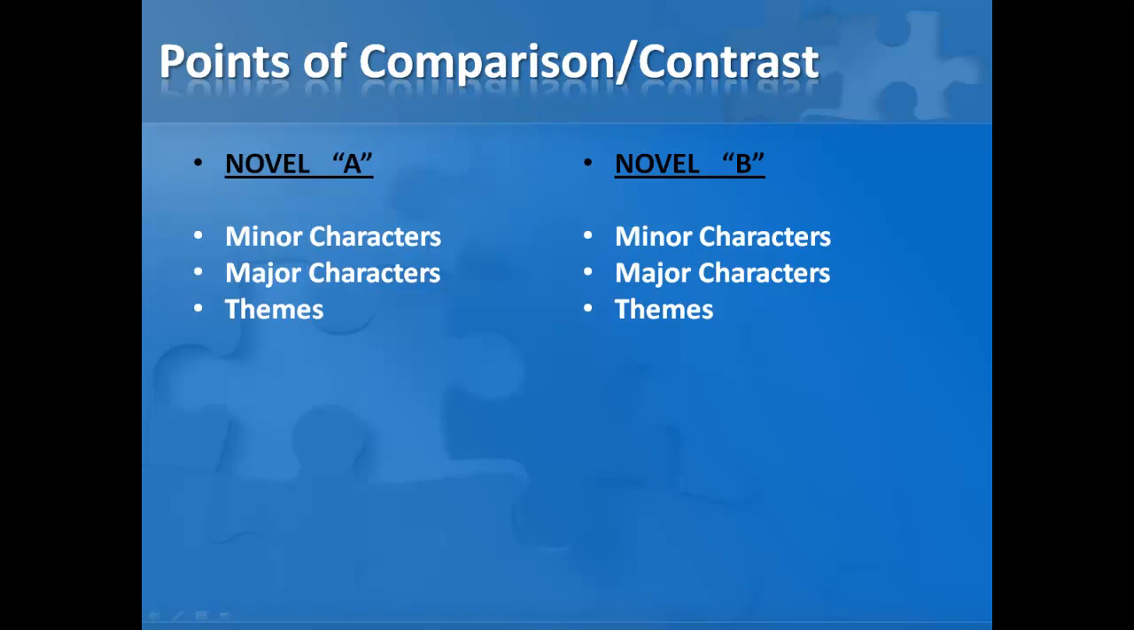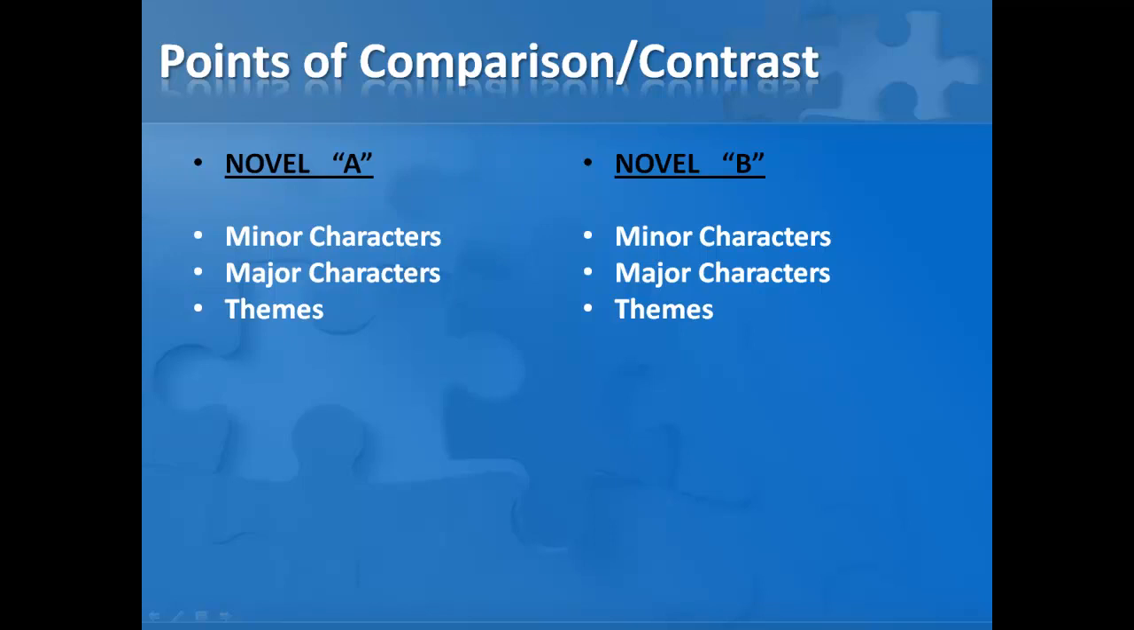Okay, now let's take a look at how you might begin to structure this. Sometimes comparison and contrast essays can get a little off track, especially if you do not organize them properly on the front end. Let me show you what I mean by this. Let's say you have novel A and you have novel B. So for novel A, you decide you want to talk about minor characters, major characters, and themes. Well, you would need to do the same for novel B, minor characters, major characters, and themes. So you have the same points of comparison for both objects.